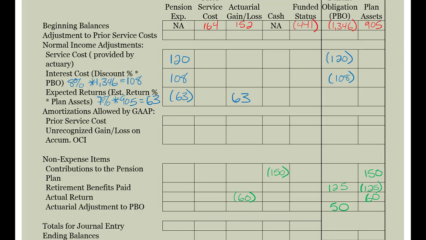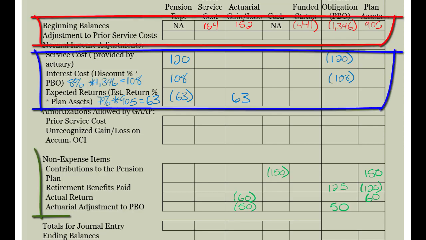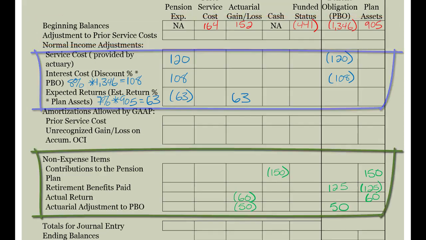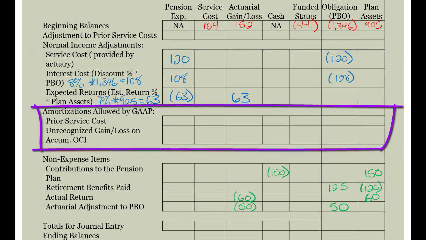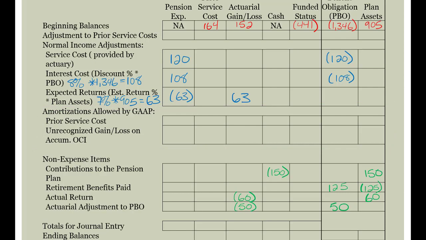So we're going to debit our PBO for 50 and credit actuarial gains and losses. That takes us through steps 1, 2, and 3. Next thing we need to do is step number 4. And for step number 4, we need to have a little bit more room to work. So let's start out with our prior service cost amortization.